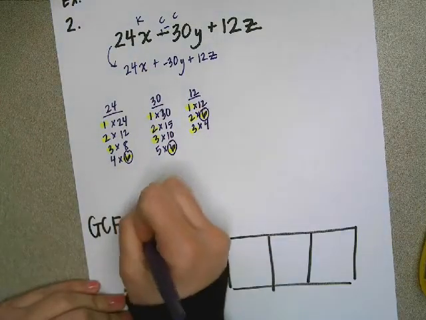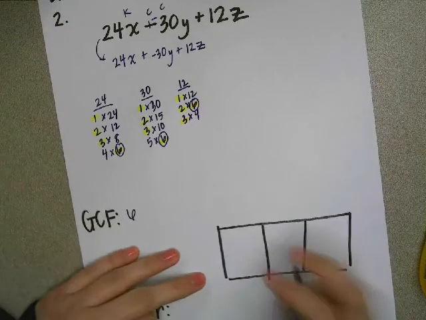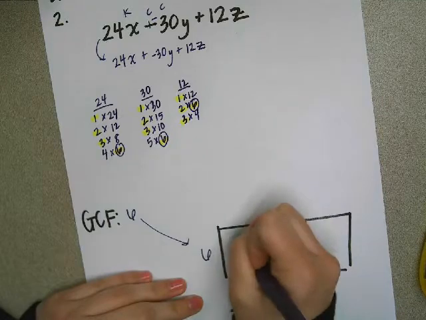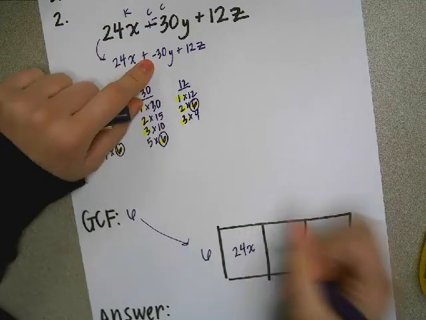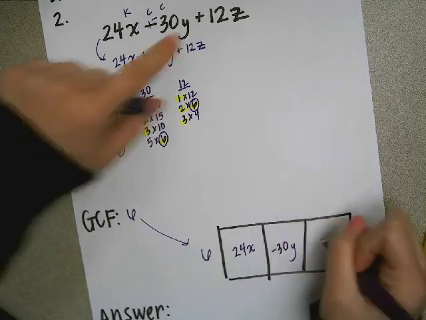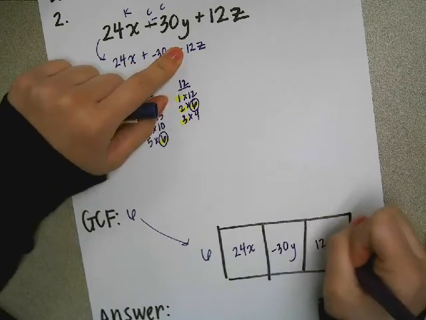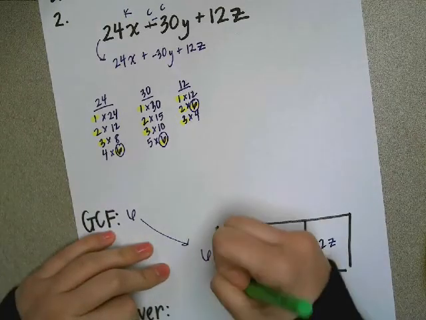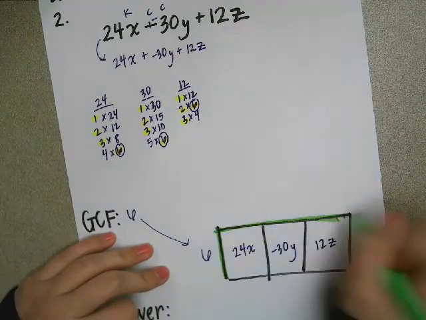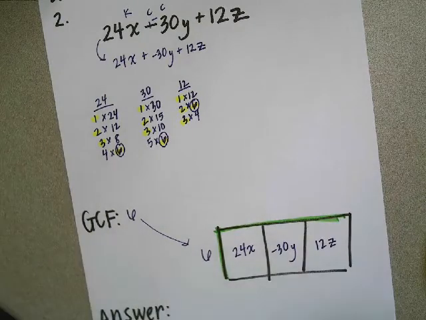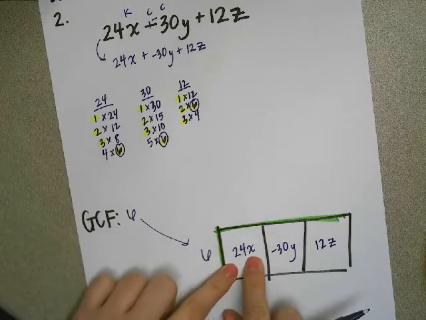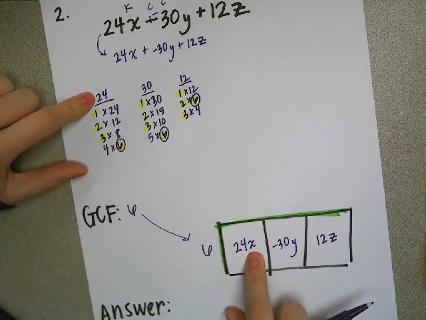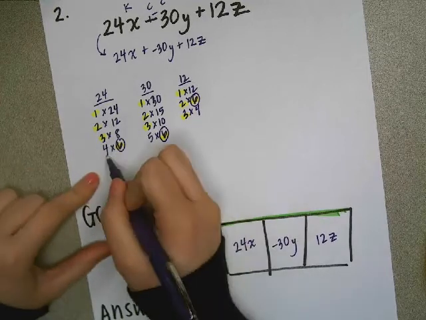So we're going to go ahead and pull that out. Fill in our area model. Remember, this goes here. On the outside, we have 24x. Remember, it is a negative 30y and a positive 12z. Now, pretend that we notice a division bar right here, and then just ask yourself, how many times does 6 go into 24x? Or you can find it on your list. Here's your list right here, 24. We pulled out a 6, so 4.